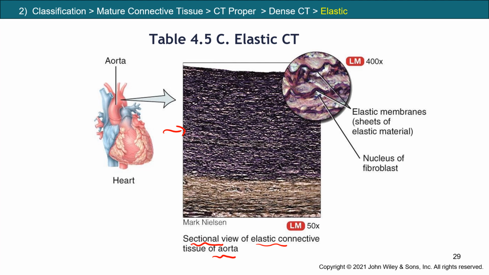However, remember, LM is light microscopy. Here you are only going to start observing things more or less clearly when you go to a magnification of 400. And here what you observe is, again, the elastic material, all these fibers that we talked about before. And also you're going to have the nucleus of a fibroblast. Okay, and with this we finish the elastic connective tissue.